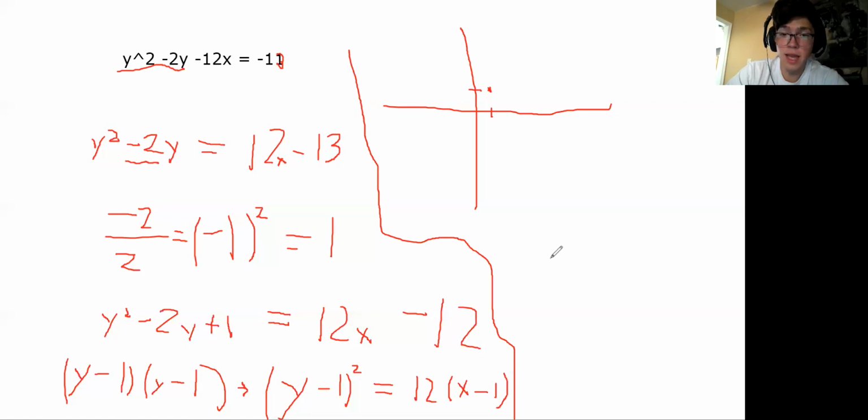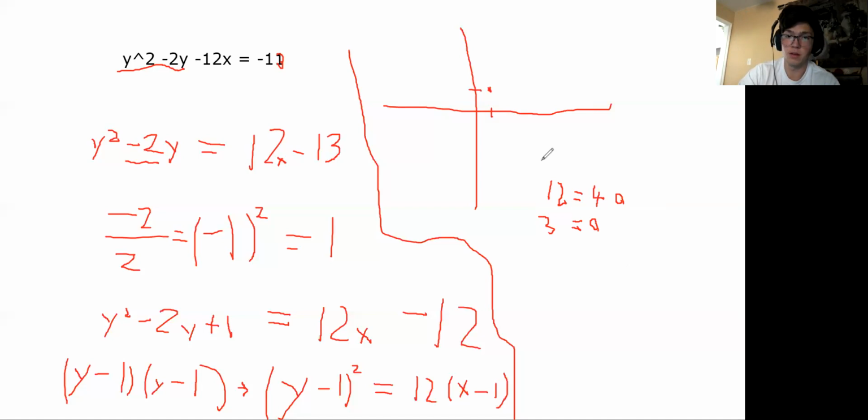Now we just need to find the a. So from our equation, remember this one is in the standard form of y minus k squared is equal to 4a times x minus h. That means 12 has to be equivalent to the 4a part. So if I solve for this, a is going to be equivalent to 3. So we got a equals 3, which means we know how far away the focus is going to be from the vertex.